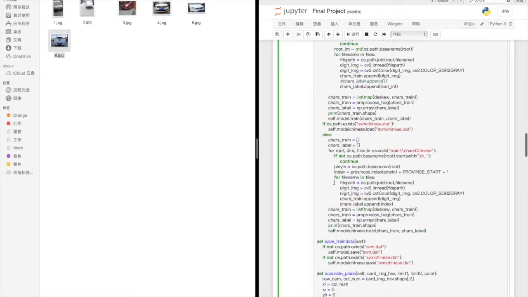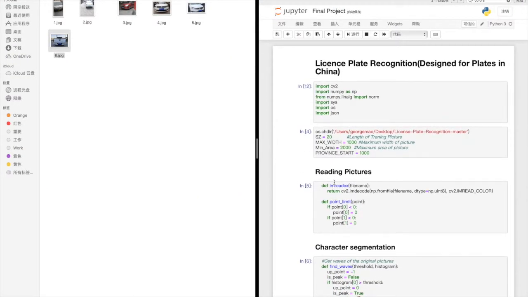Our project is going to recognize the license plates in China. The project is built based on OpenCV. The input of our project is the pictures of cars with license plates.